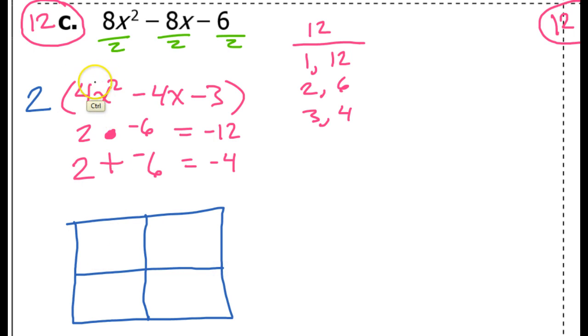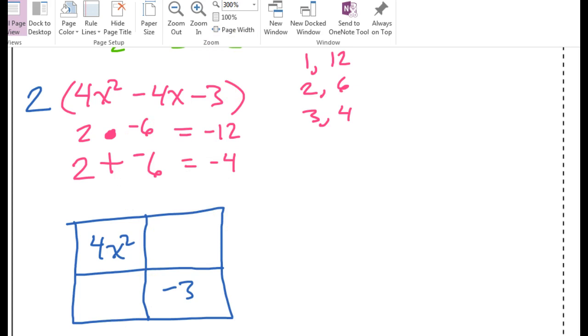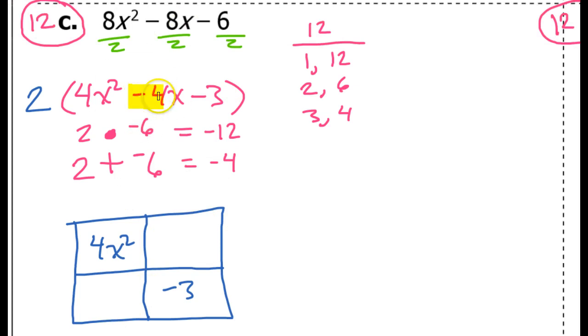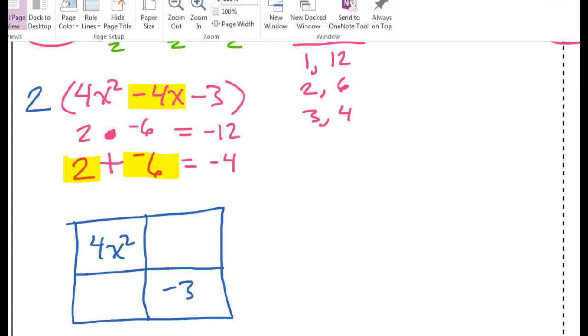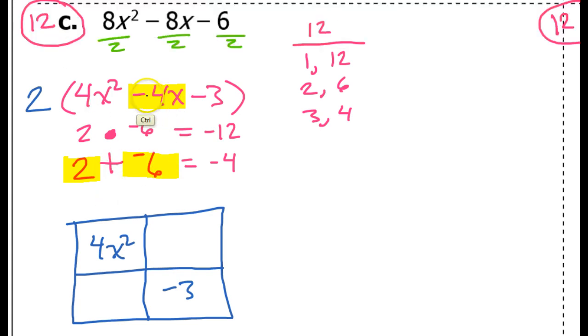In the first square, we put the first term, so 4x squared. In the last square, we put the last term of negative 3. For the other two squares, we are going to take the middle term and split it up using these numbers. So instead of writing negative 4x, we will have 2x and negative 6x, which I will put here and here.